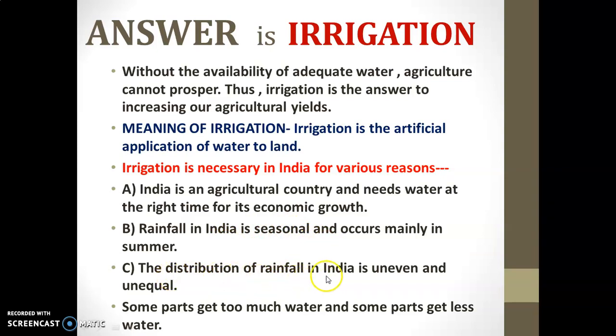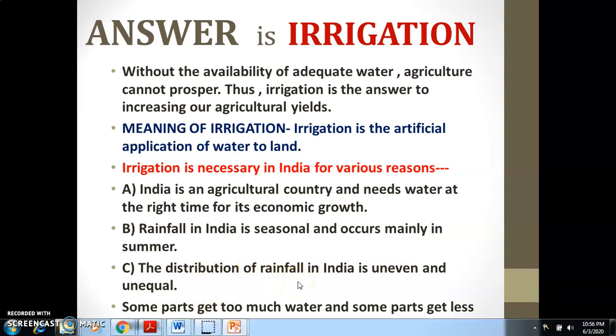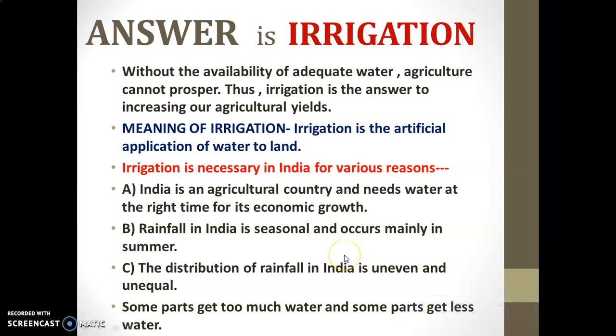Third, the distribution of rainfall in India is uneven and unequal. This means that some parts of India receive heavy rainfall, such as Meghalaya, and some states receive very little rainfall, for example West Rajasthan. Arid areas, arid means dry areas, like Rajasthan, parts of Gujarat, even parts of Haryana, are the states which receive very little rainfall.